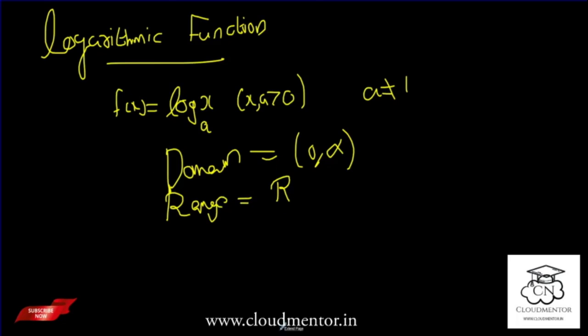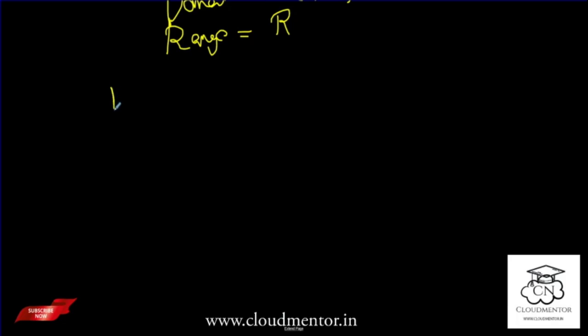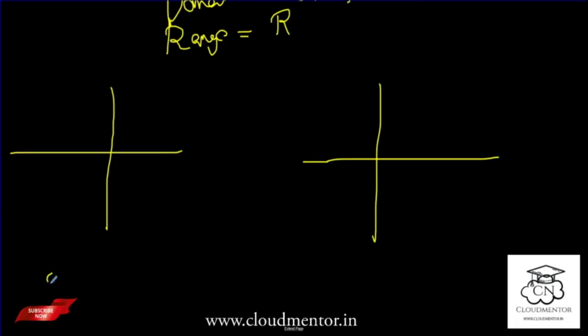And now the graph for the function will be different from that of the previous exponential function. It is different for both the cases, that is for 0 less than a less than 1 and a greater than 1. So the graph is different. The graph will be like this. Here the intersection point is (1, 0).